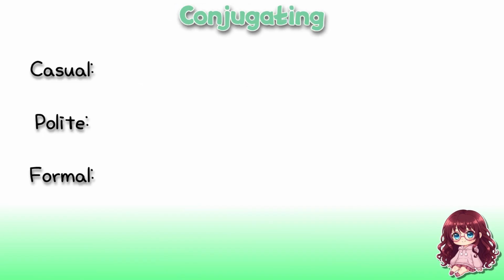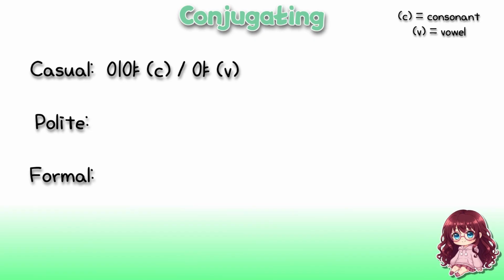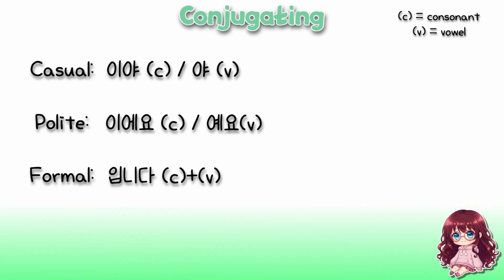Now we're actually going to move on to conjugating ida. Just like other verbs, there are formal, polite, and casual ways to conjugate ida. And again, if you remember how to conjugate in the future tense, it's not that different. Casual. 이야 for consonants, 야 for vowels. Polite. 이에요 for consonants, 예요 for vowels. Formal. 입니다 for both consonants and vowels.